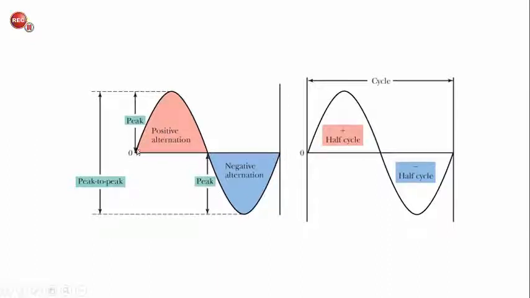And so the positive alternation represents the time at which the current is flowing in one direction through the circuit, and the negative alternation represents the time in which the current is flowing the opposite direction in the circuit. And so the maximum value of either alternation off of the x-axis, we call that the peak value. And so if this sine wave is representing voltage, this voltage will have a peak voltage value.